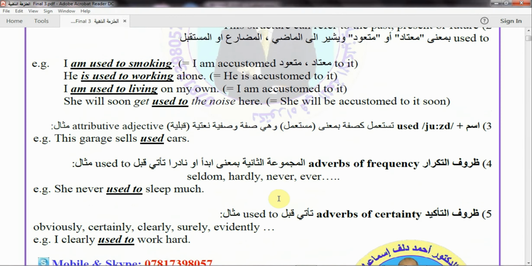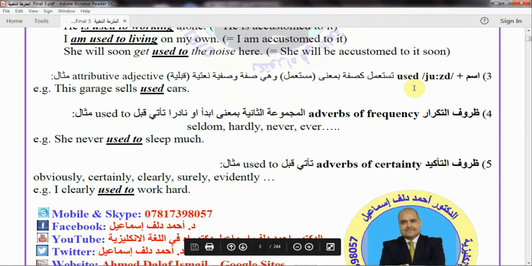Okay. Note number 3: used. شوف هنا used لفظ مالتها plus a noun يجي بعدها اسم. هنا used استعملتها كصفة adjective، وبالصورة دقيقة استعملتها attributive adjective صفة نعتية قبلية.